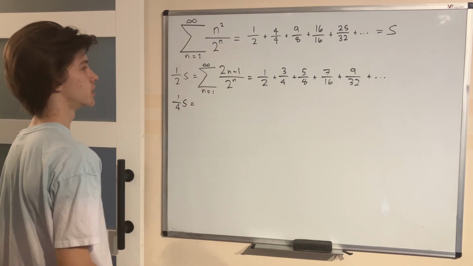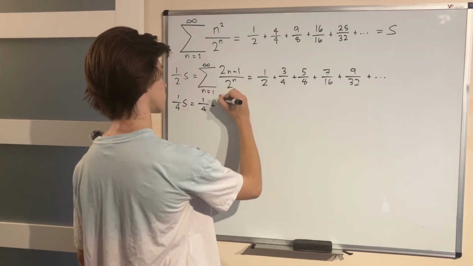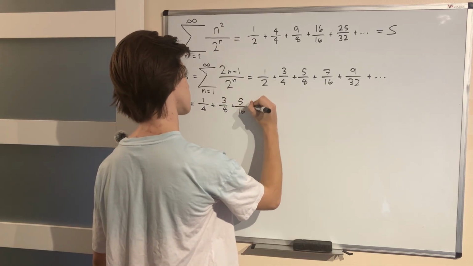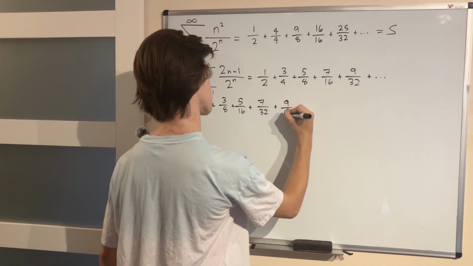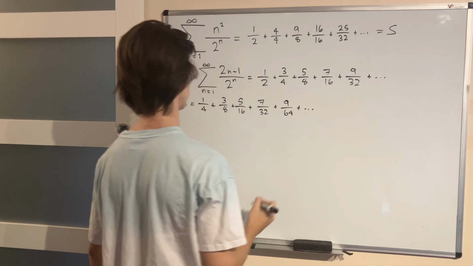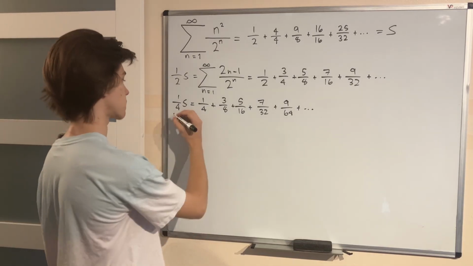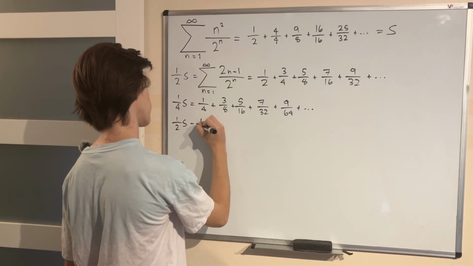And let's write out the first couple terms here. It should be quite obvious. We have 1/4 plus 3/8 plus 5/16, 7/32, and 9/64. All right, and then we remove this 1/4 of s from the half of s and get that 1/2 of s minus 1/4 of s.